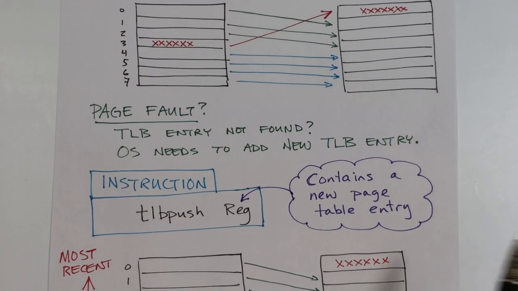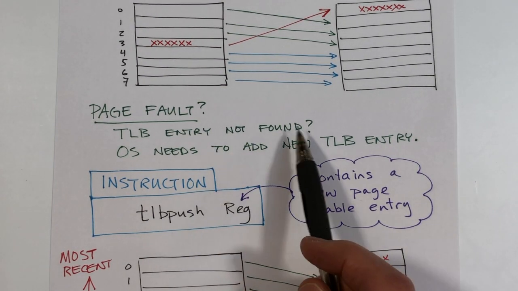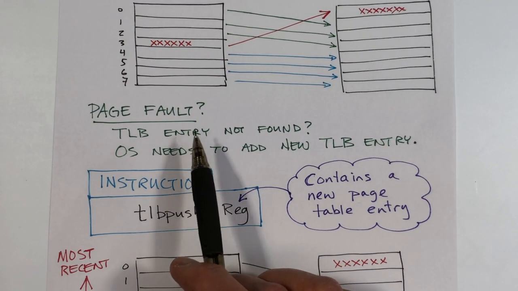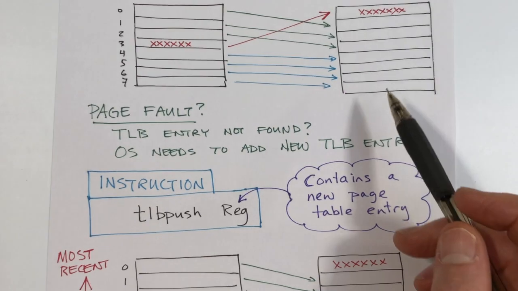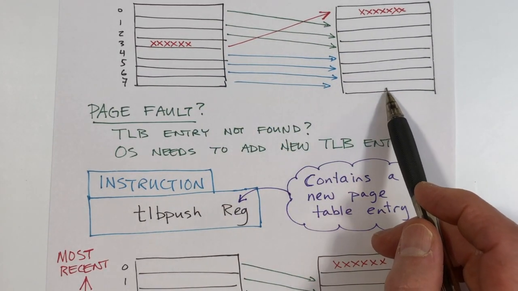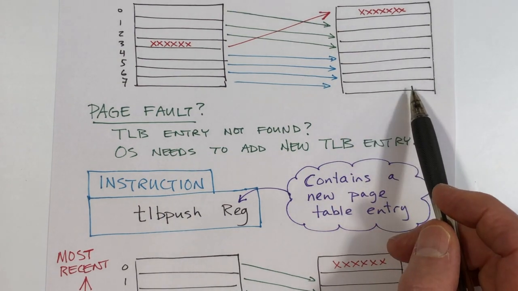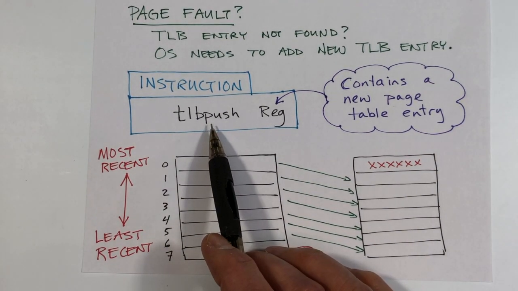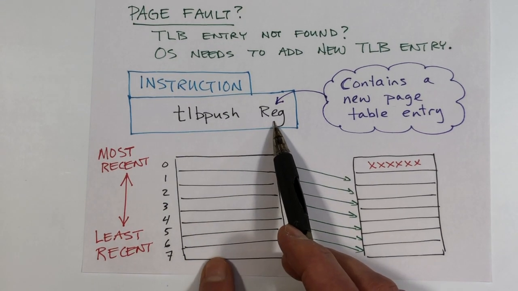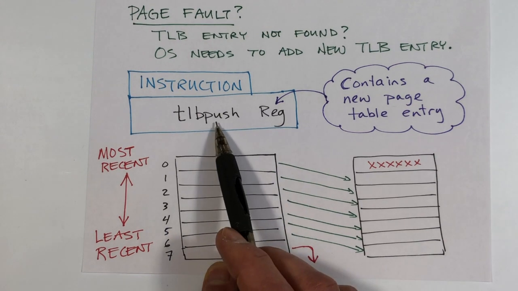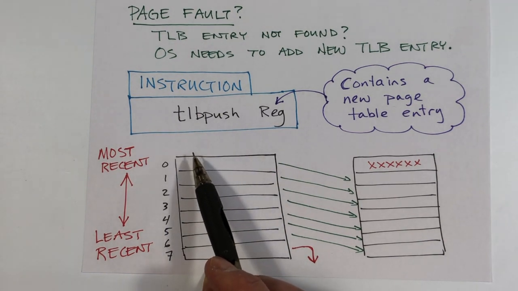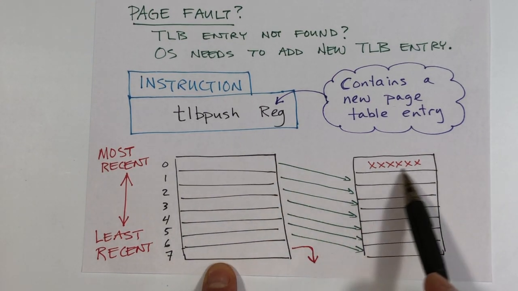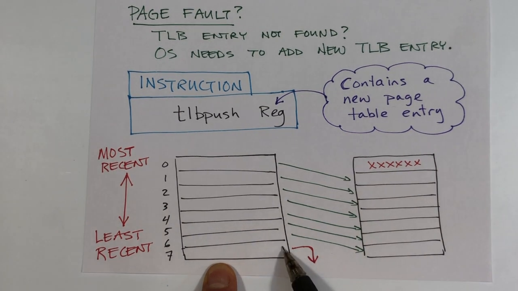Okay, so whenever a page fault occurs and the operating system determines that the problem is that there is not an entry in the TLB register file, it needs to add a new entry, and so it needs to replace one of these entries. And the logical one to replace is the one at the bottom, the least recently used. So to do this, there is an instruction called TLB push. The idea is that a general purpose register contains a new page table entry, and the operating system will execute this instruction. What it does is essentially push this new entry onto the top of the stack of registers, and the one that was at the bottom, the least recently used entry, will just get dropped off the bottom and disappear.